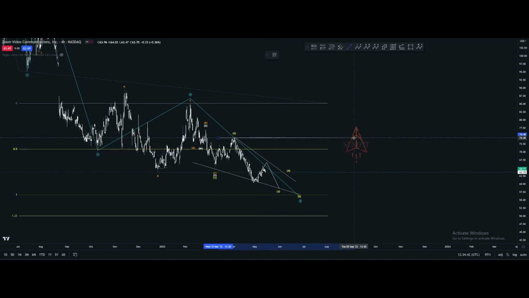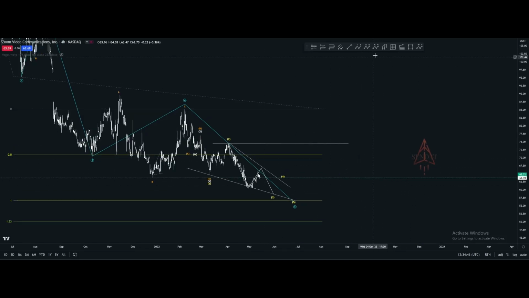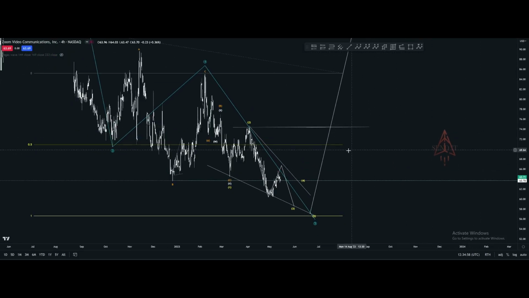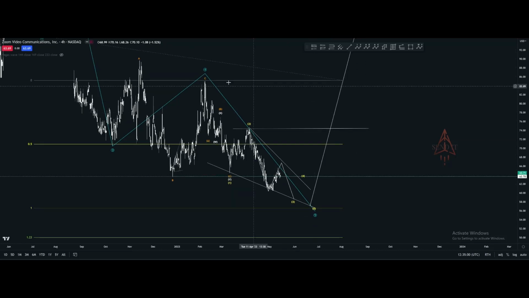We need to kill this level 2 to have some sort of a confirmation that this thing is gonna go. So motive wave here, all right, diagonal or impulse, whatever. So unfortunately, hurry up and wait with Zoom.